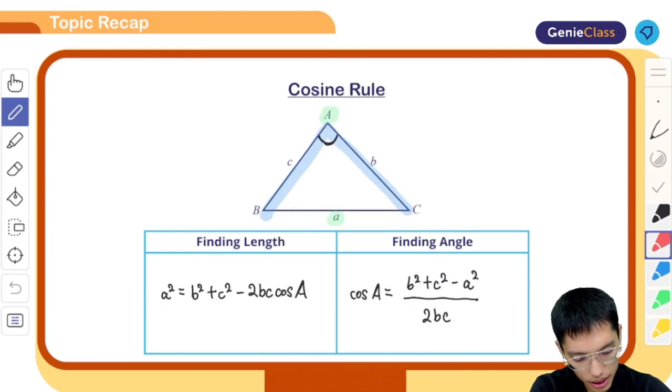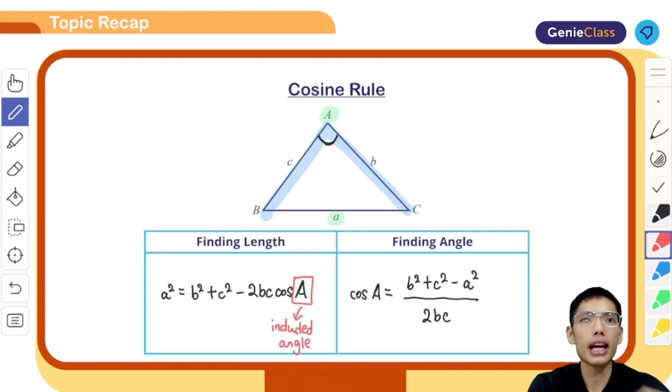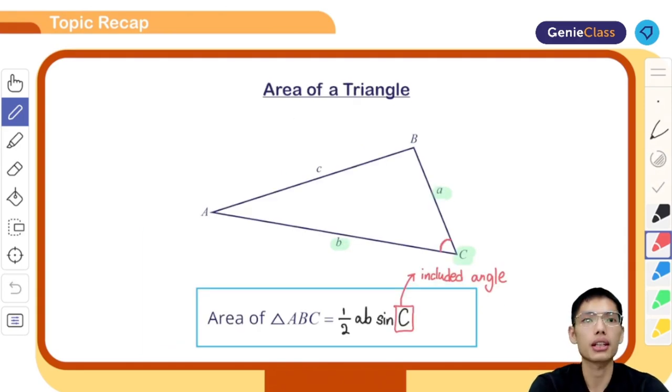Did I emphasize this? Okay, my cosine, in this case cosine A, yes, I emphasized this, but let me just write it out. It has to be the included angle for the A over here and for my C over here as well. Alright, with all these concepts, let's see how the bubble questions will come back.